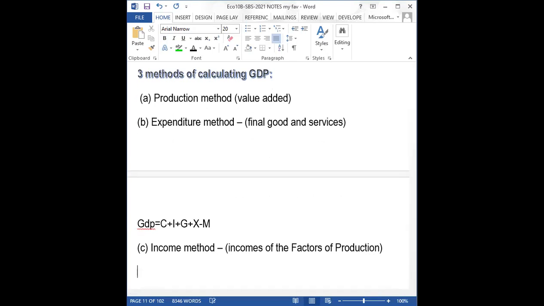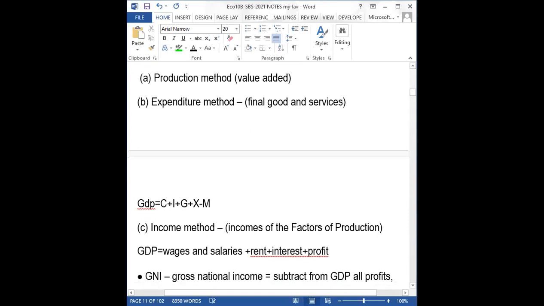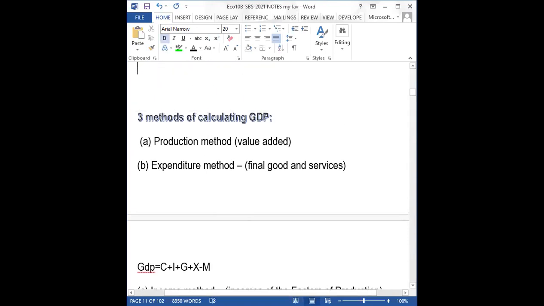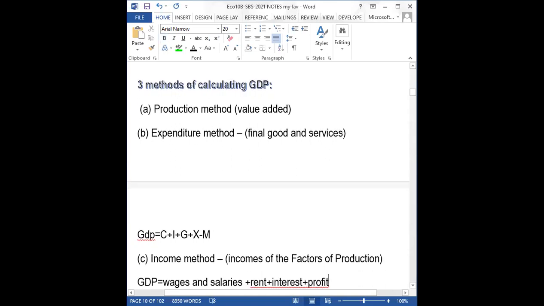And in terms of the income method, gross domestic product would be measured as the sum of the wages and salaries the households are getting, plus the rent the households are getting for offering their natural resources to the firms, plus the interest that they're getting for foregoing their capital, as well as the profits that they get if they enterprise and become entrepreneurs in the economy. So these three methods help us to calculate what we refer to as gross domestic product.